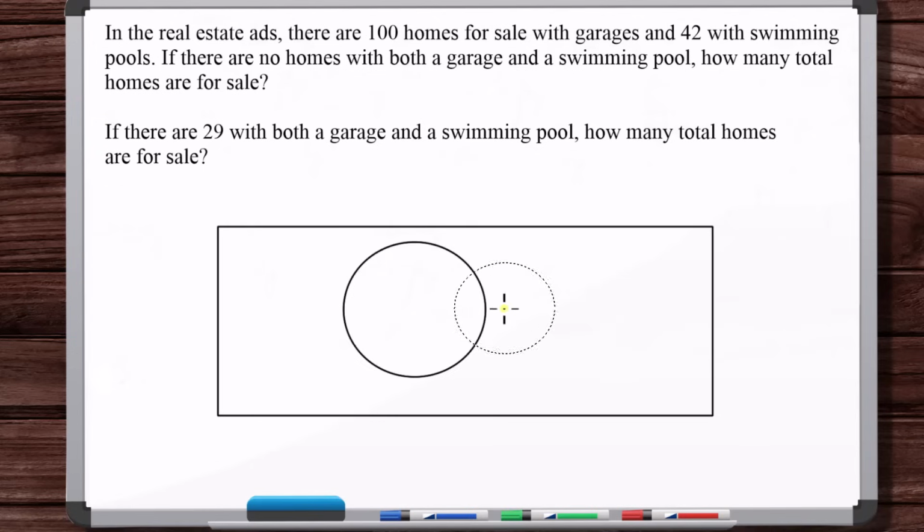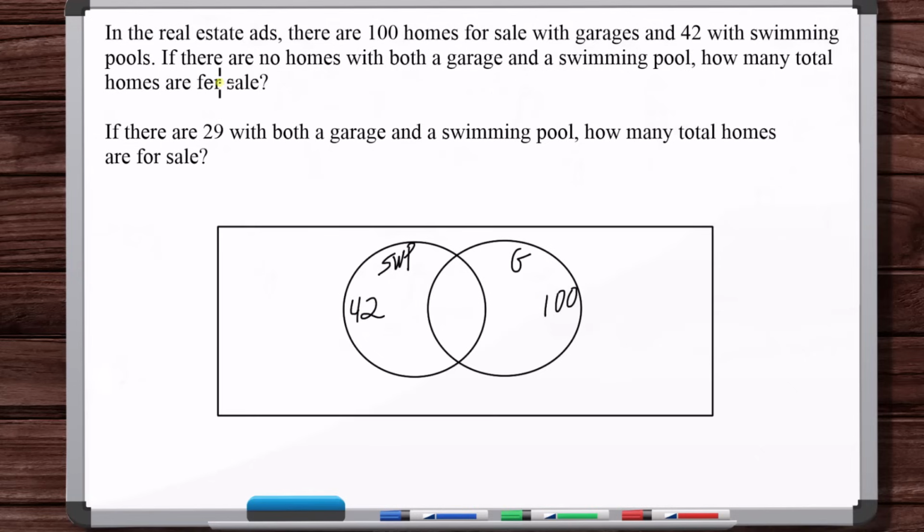And it looks like we've got these 2 scenarios here. We've got swimming pool, garage. So all the homes that have swimming pools, all the homes that have garages. Maybe that's how we should model this. And there's 100 homes that have both. And there are no homes. What? Oh, okay. No. There's 100 homes for sale with garages, 42 with swimming pools, and no homes with both a garage and a swimming pool, so there's no overlap.